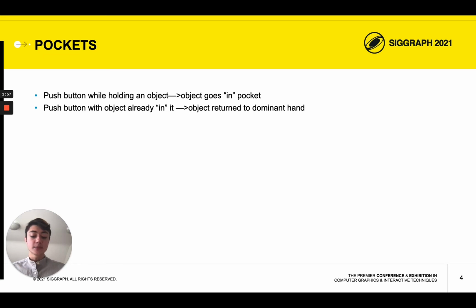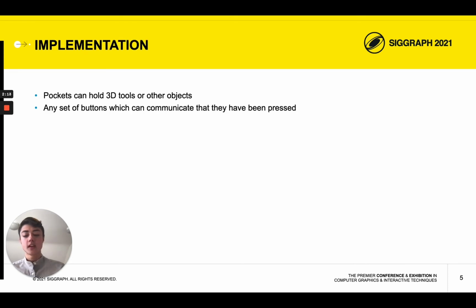Pockets is a simple set of physical buttons, and if a user pushes an unassigned button while holding an eligible object in their dominant hand, the object is stored in the pocket. If they push a button with an object assigned to it, the object is returned to their dominant hand. Pockets are designed to be as modular as possible.